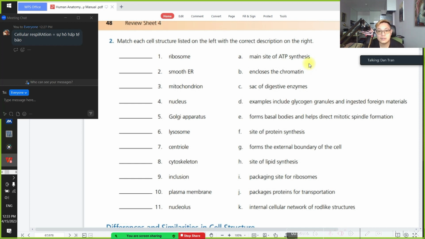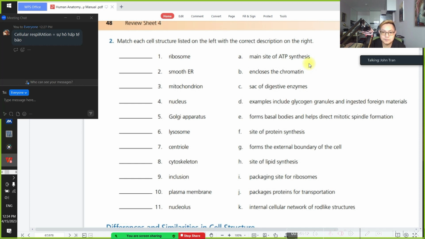Yeah, mitochondria. Okay. Which one encloses the chromatin? Cái nào nó đóng lại, nó trữ lại cái chromatin? Nucleus. Oh well, you can say the nucleus, yes. But specifically, I think it's the nucleolus. Số 11 á. It's number 11. Cái vùng nhân nucleolus encloses the chromatin inside, yeah.